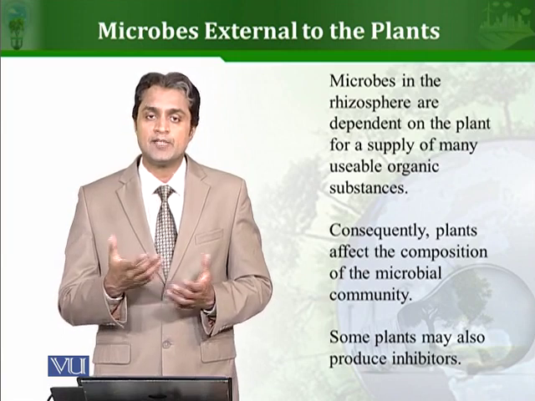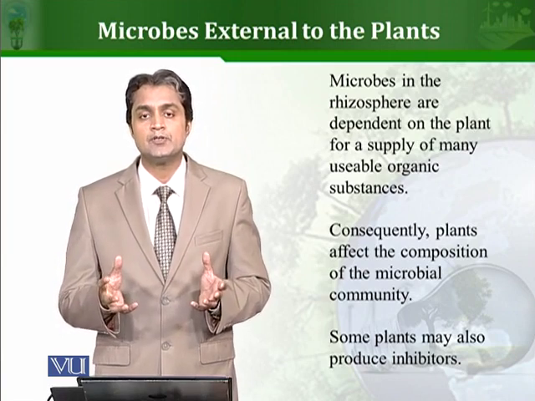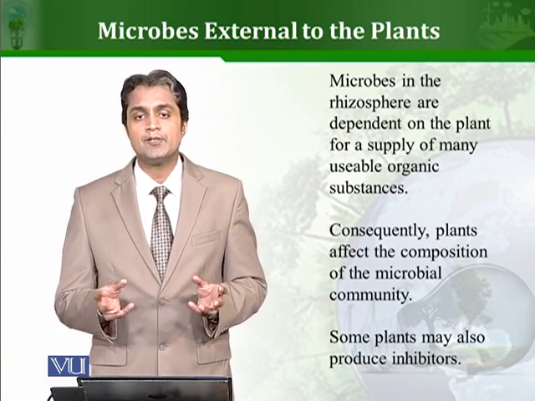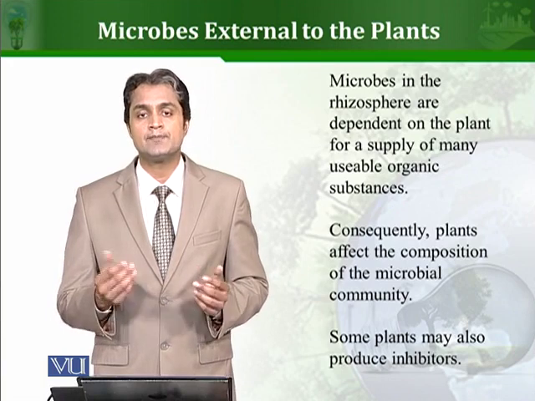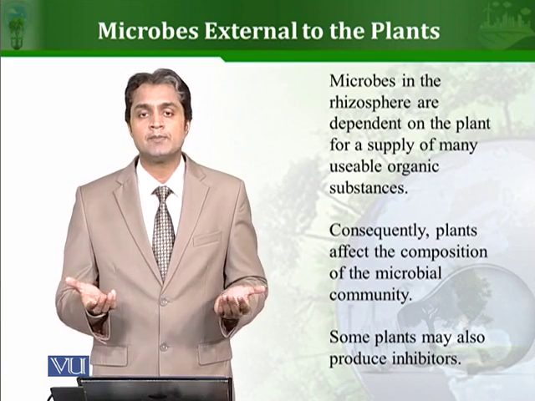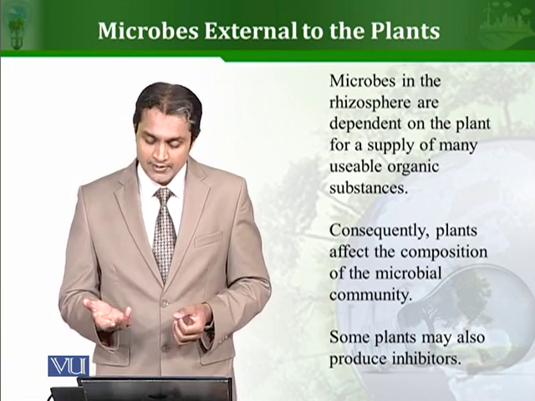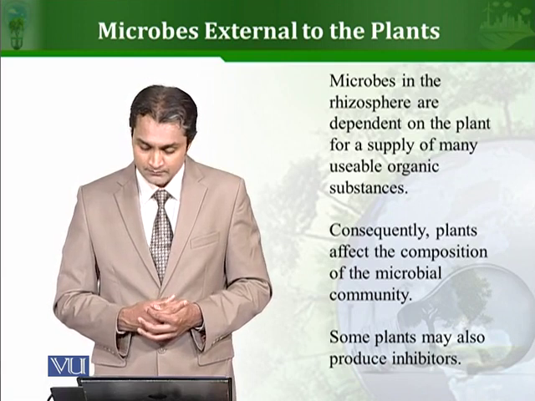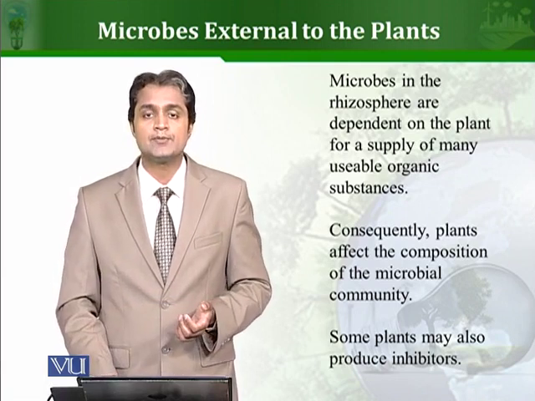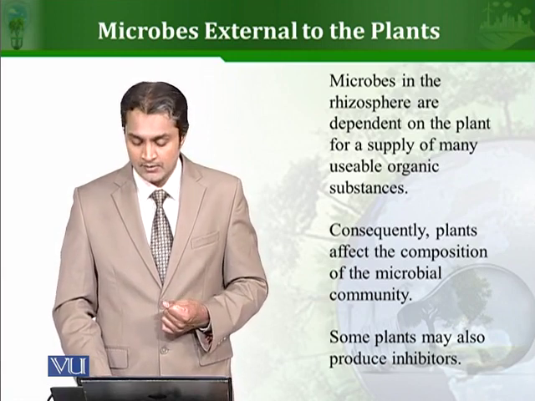If we have the same soil but two different plants in that soil, the composition of the soil of the rhizospheres of those two plants will be different. उन दोनों में microbial composition different होगी, because those are two different plant species and those are releasing different types of nutrients. So that's why the plants affect the composition of the rhizosphere and the surrounding soil. And some plants may also produce certain inhibitors which can kill certain types of bacteria and pathogens as well.